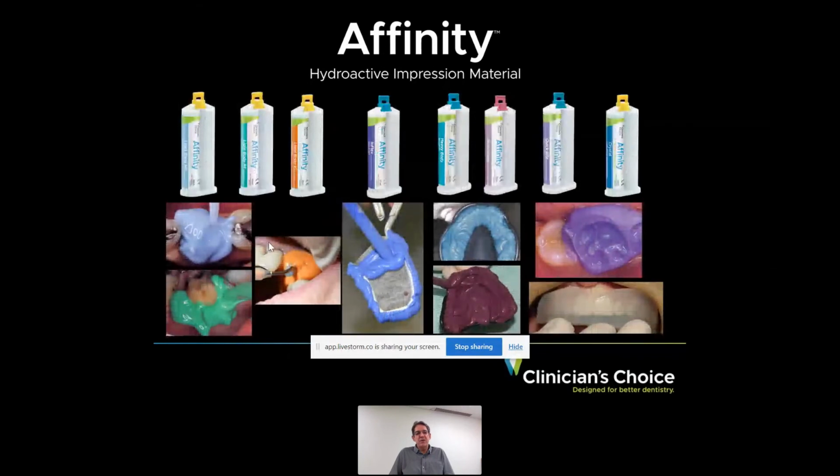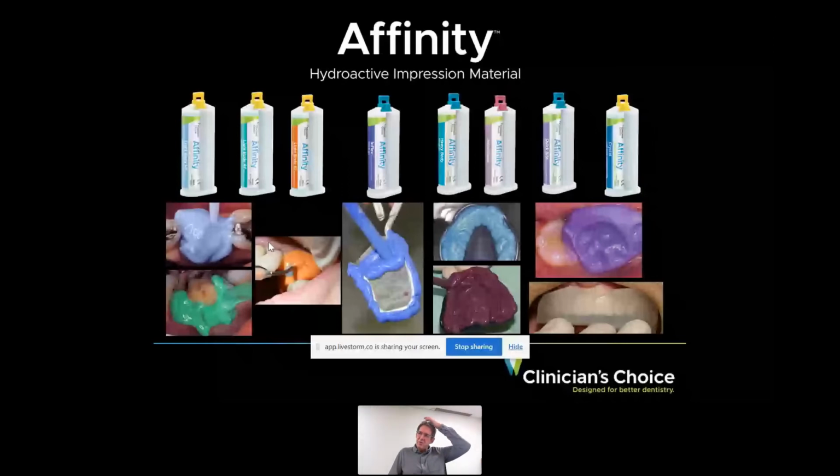So when we look at the different viscosities of material, we have 3 different light bodies. We have 2 tray materials. We have a monophase material. So for anybody that's doing single phase impressions, that's where we would recommend a monophase. We have a very, very unique bite registration material called Quick Bite.